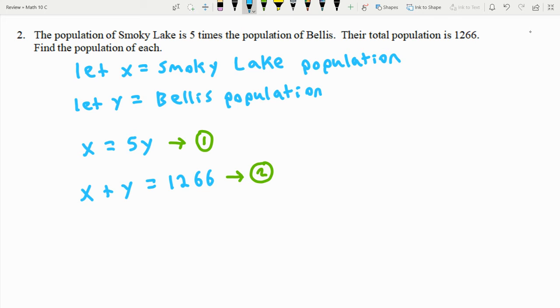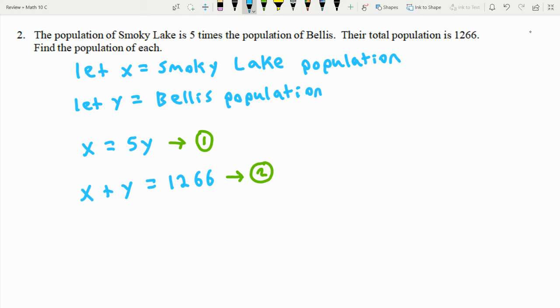So once I have my two equations, I would just try to solve this using substitution, using elimination, or by isolating for y and putting it into my calculator. In this case, I'm just going to use substitution. From equation 1, I already know that x equals 5y. So I'm just going to use that information to plug it into equation 2.